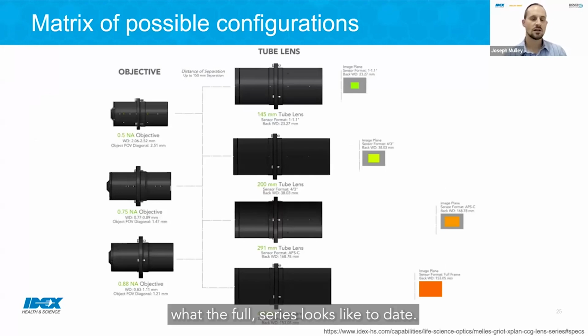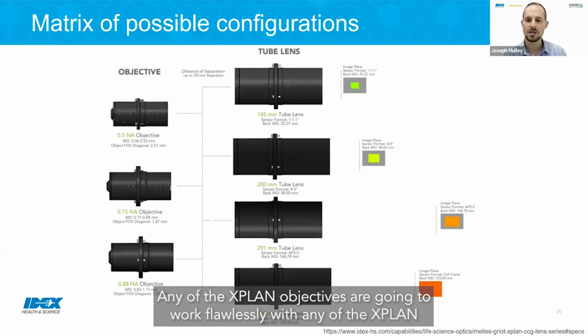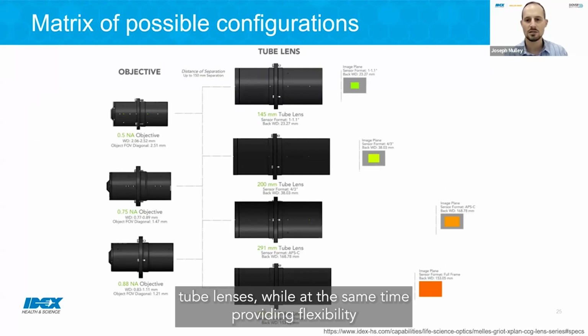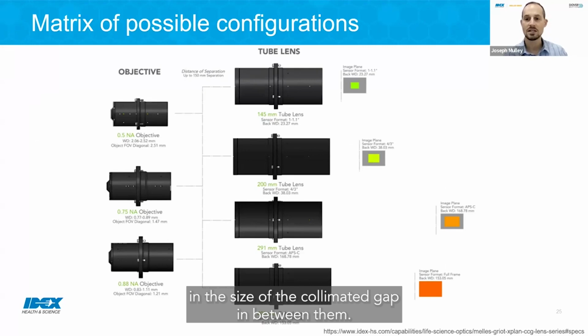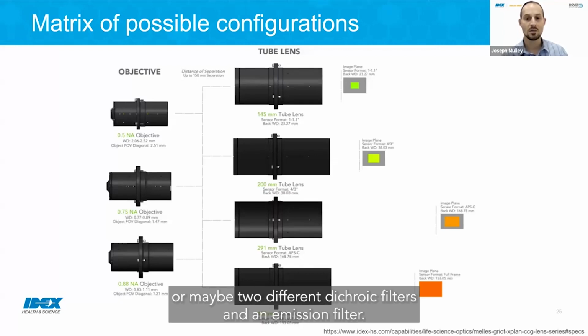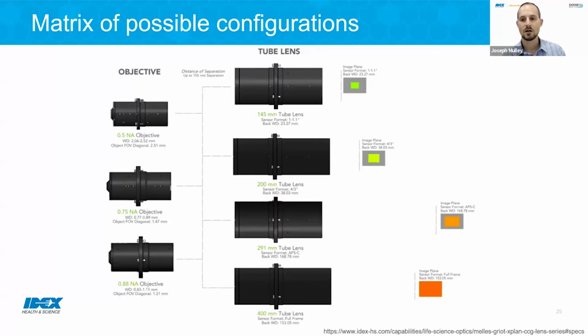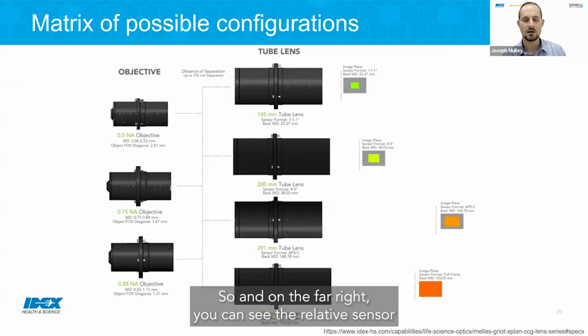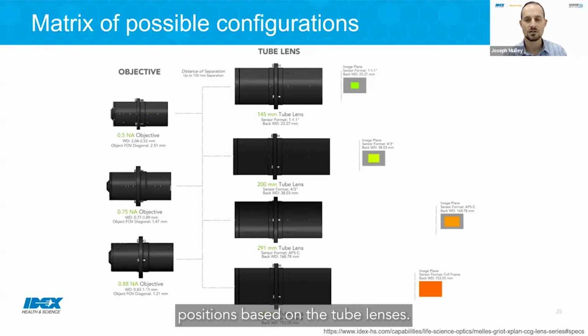So this is what the full series looks like to date. Any of the XPLAN objectives are going to work flawlessly with any of the XPLAN tube lenses, while at the same time providing flexibility in the size of the collimated gap in between them. So that collimated gap is really what's needed to accommodate one or maybe two different dichroic filters and an emission filter. And on the far right, you can see the relative sensor positions based on the tube lenses.